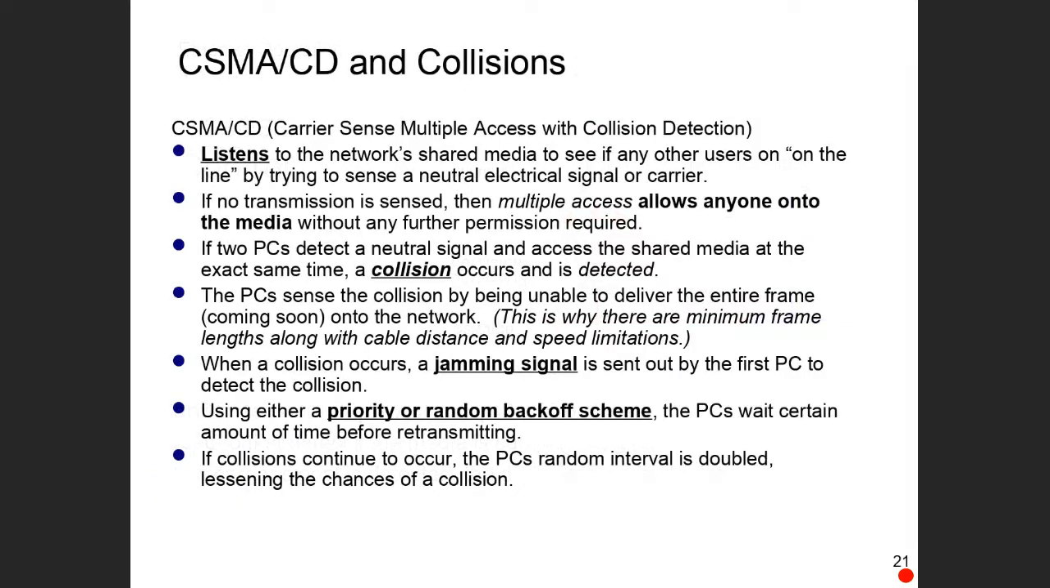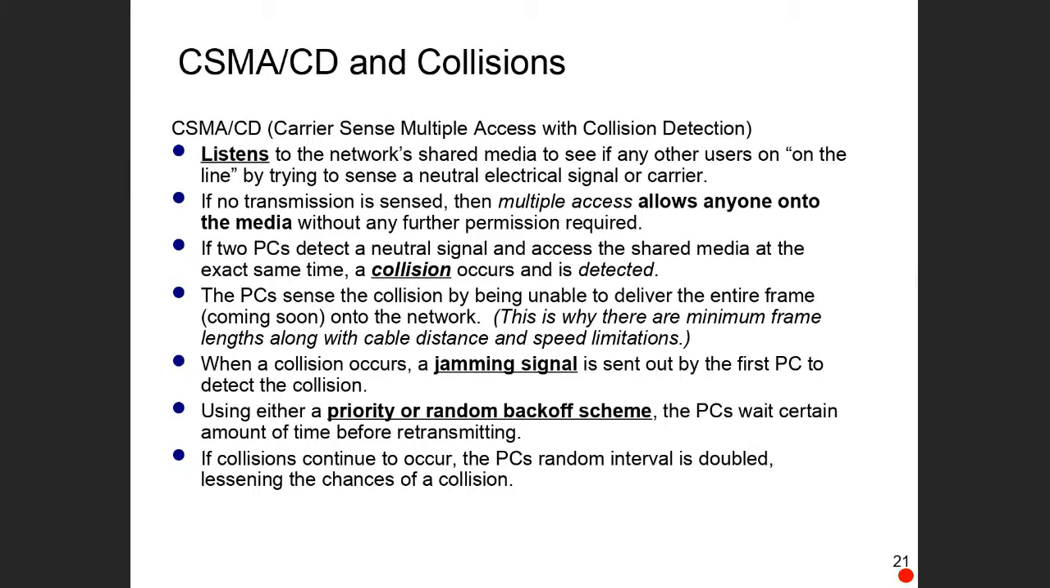So listen to the network to see if any other users are on the air. Are they trying to send something? I'm looking for no zeros and ones. If that's true, I don't have to ask permission. No hub needs to grant me permission. I can transmit. I'm authorized to transmit whenever I don't hear other traffic.